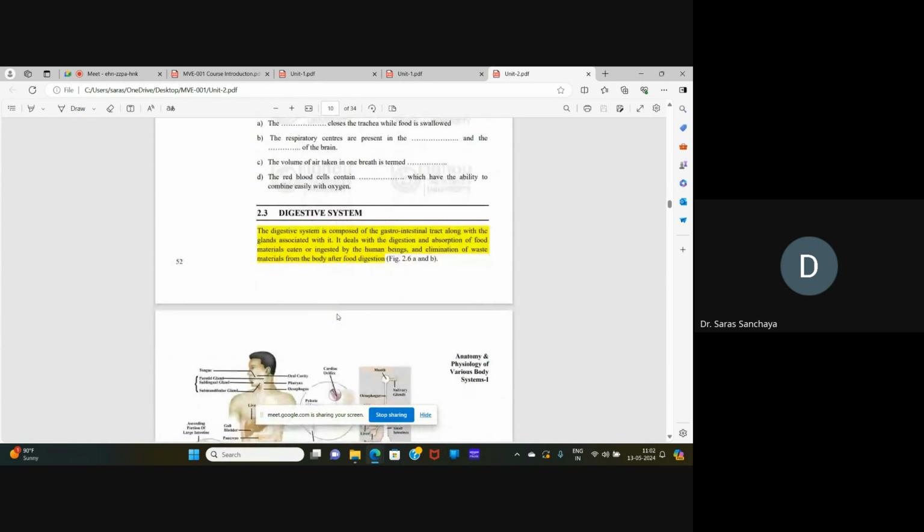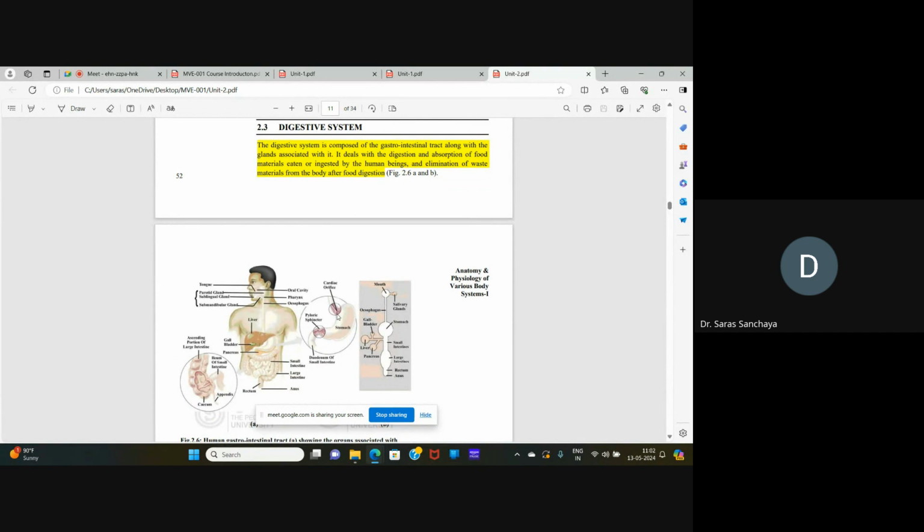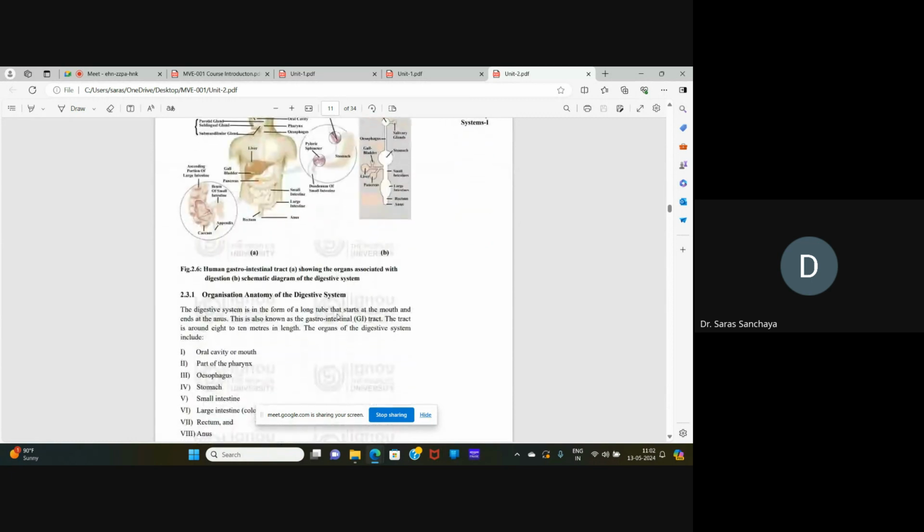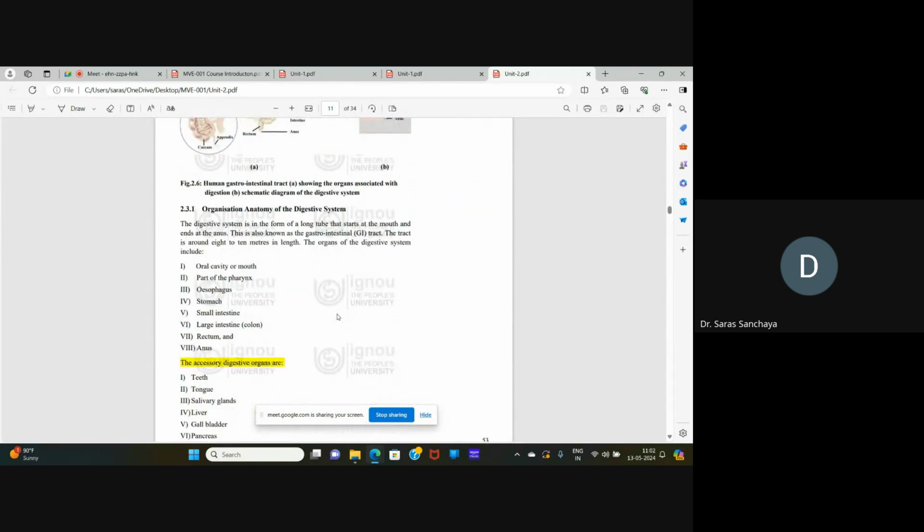Now we come to another important system, that is called the digestive system. The digestive system is composed of the gastrointestinal tract along with glands associated with the digestive system. It deals with the digestion and absorption of food materials eaten or ingested by human beings, and elimination of waste materials from the body in the form of feces. Now it consists of oral cavity, part of pharynx, esophagus, stomach, small intestine, large intestine, rectum, and anus. So this is the whole digestive system.